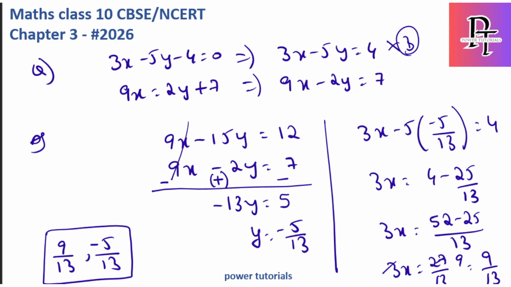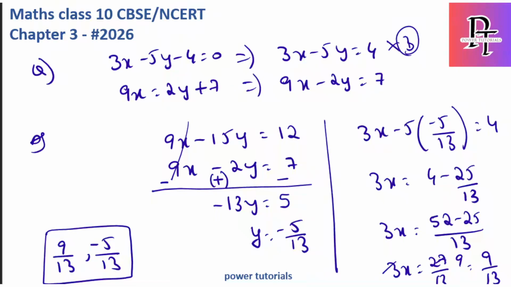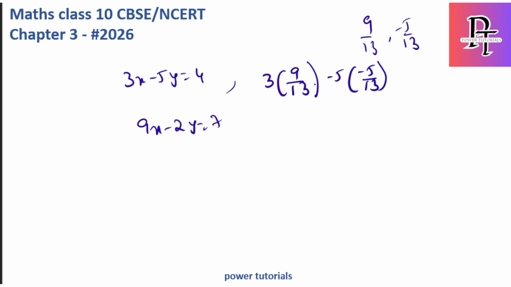9x minus 2y is equal to 7. Okay, what are the values we got? x is 9 by 13, y is minus 5 by 13. Okay. 3 into 9 by 13 minus 5 into minus 5 by 13. Then 3 nines are 27, 5 fives are 25, by 13. It is 52 by 13. 13 fours are 52. This first equation is satisfying.